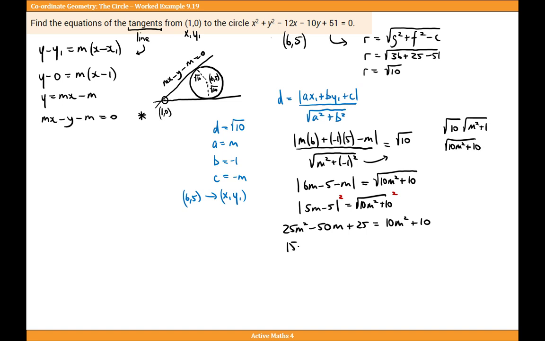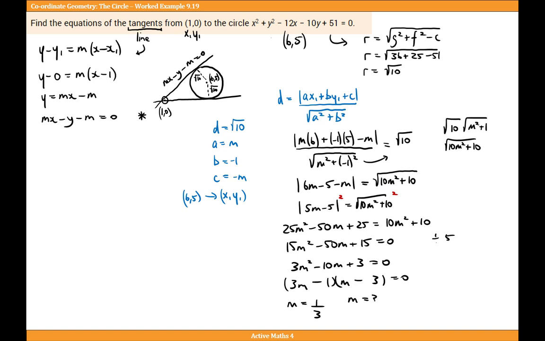Bring everything to one side, we have 15m squared minus 50m plus 15 equals 0. I'm going to divide across by 5 just to make the factorizing a little easier. So I have 3m squared minus 10m plus 3 equals 0. Two sets of brackets. And I have 3m and m, 3, 1. They're both minuses. So I have 3m equals 1, which is m equals 1 over 3, and m equals 3.